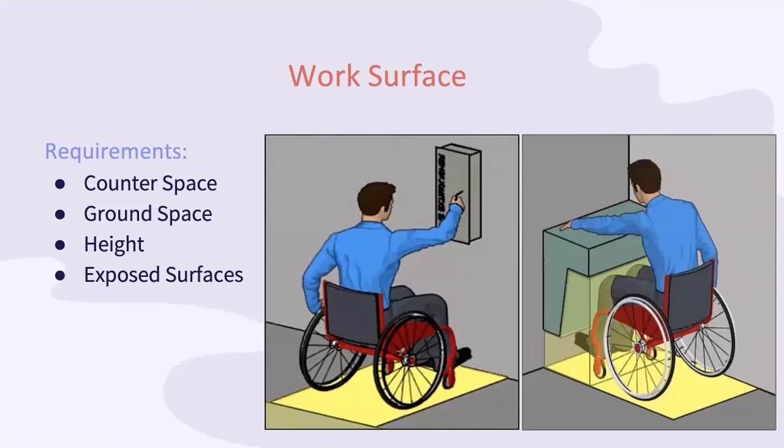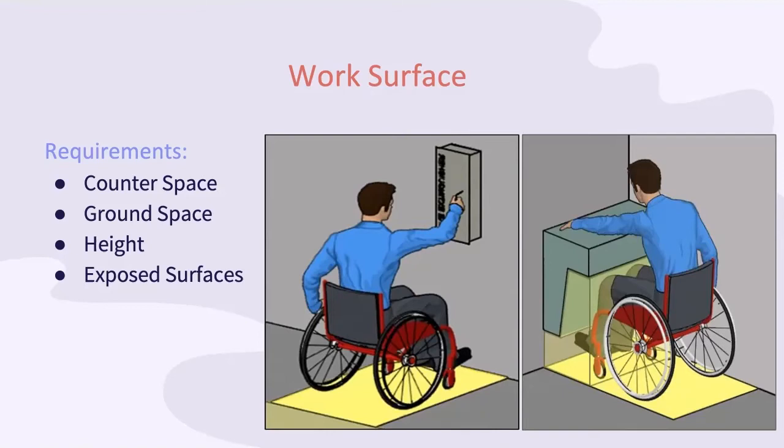Ground space. On the ground, there needs to be space for a forward approach. And there also needs to be knee and toe clearance. You can see in the picture on the right what that looks like, where there's enough space for someone to go in and also have room for their knees and their feet underneath. There can be cabinets beneath counters in the kitchen or the kitchen workspace. However, they would have to meet certain conditions. They need to be able to be removed. And when you remove them, they need to have the same level of flooring and the same walls surrounding it.